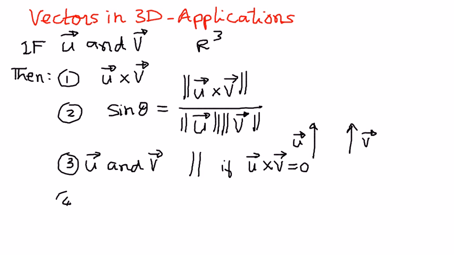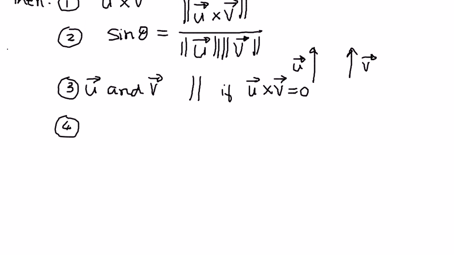The fourth property tells us that if u and v are adjacent sides of a parallelogram, then the area of the parallelogram is given as follows. Let me explain this. A parallelogram is a four-sided figure. It is like a skewed rectangle. Two long sides are parallel and two short sides are parallel. That is how a parallelogram is defined in geometry.